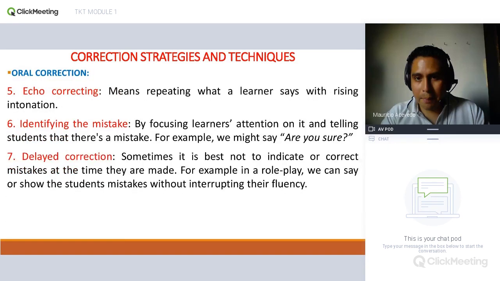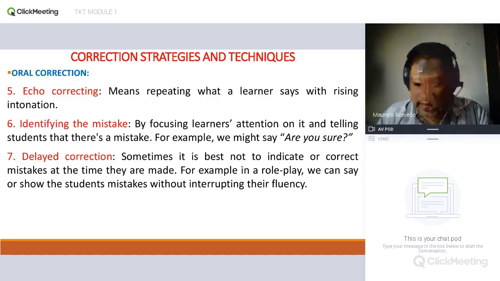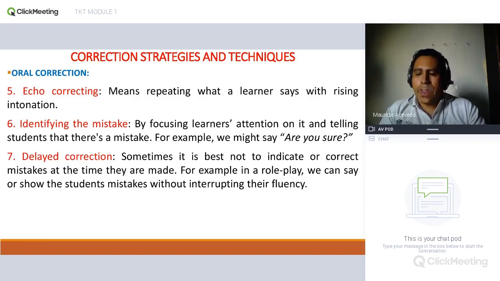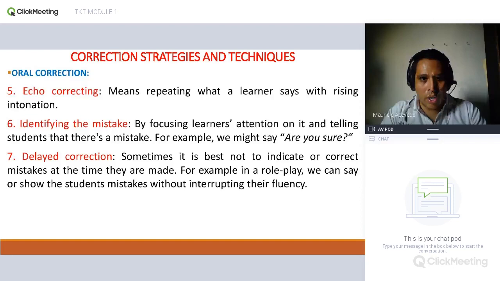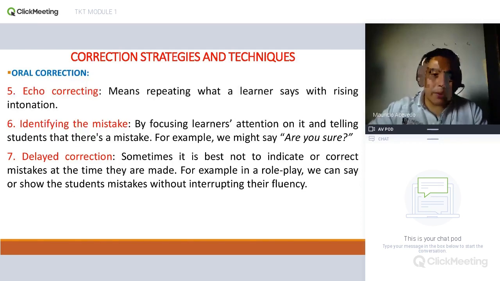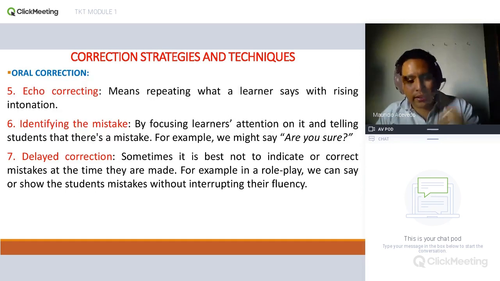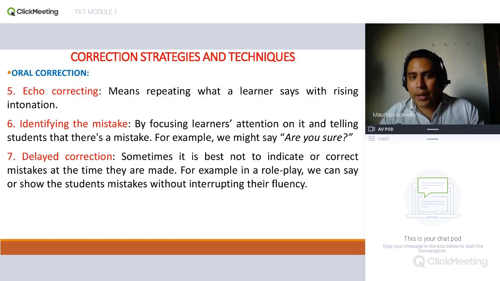Sorry, it just moved. Echo correcting means repeating what a learner says with raising intonation. Imagine that your student says, all right, I works in Mexico. You say, I works? And they say, oh no, no, no, I work, because works is with third person. Ah, that's correct. So just by raising the intonation, like having kind of a question, maybe they can realize that they are making a mistake.